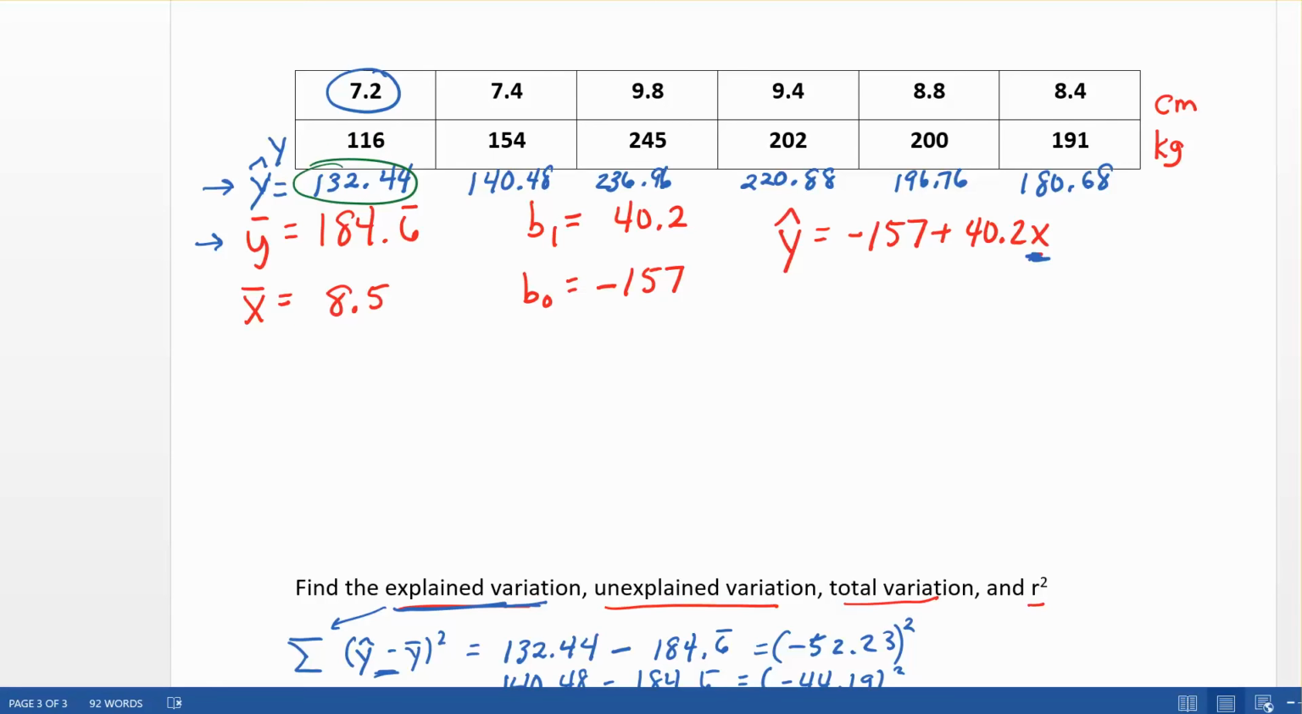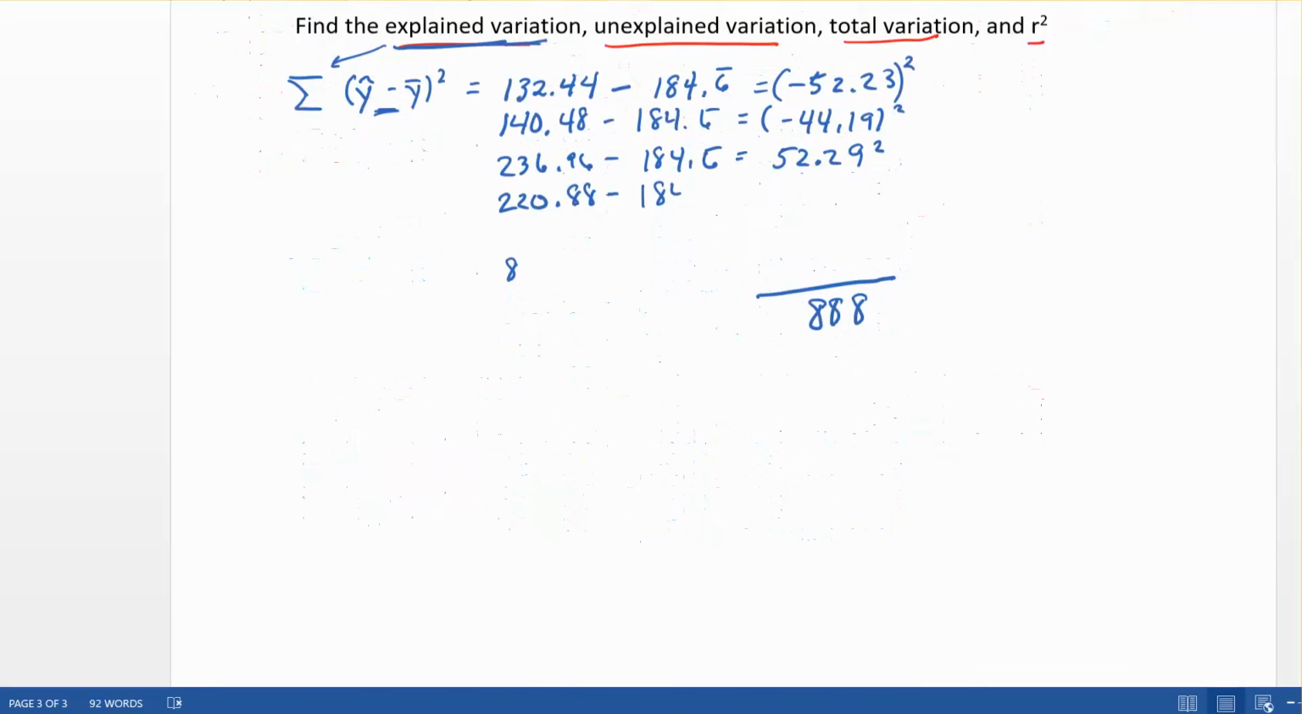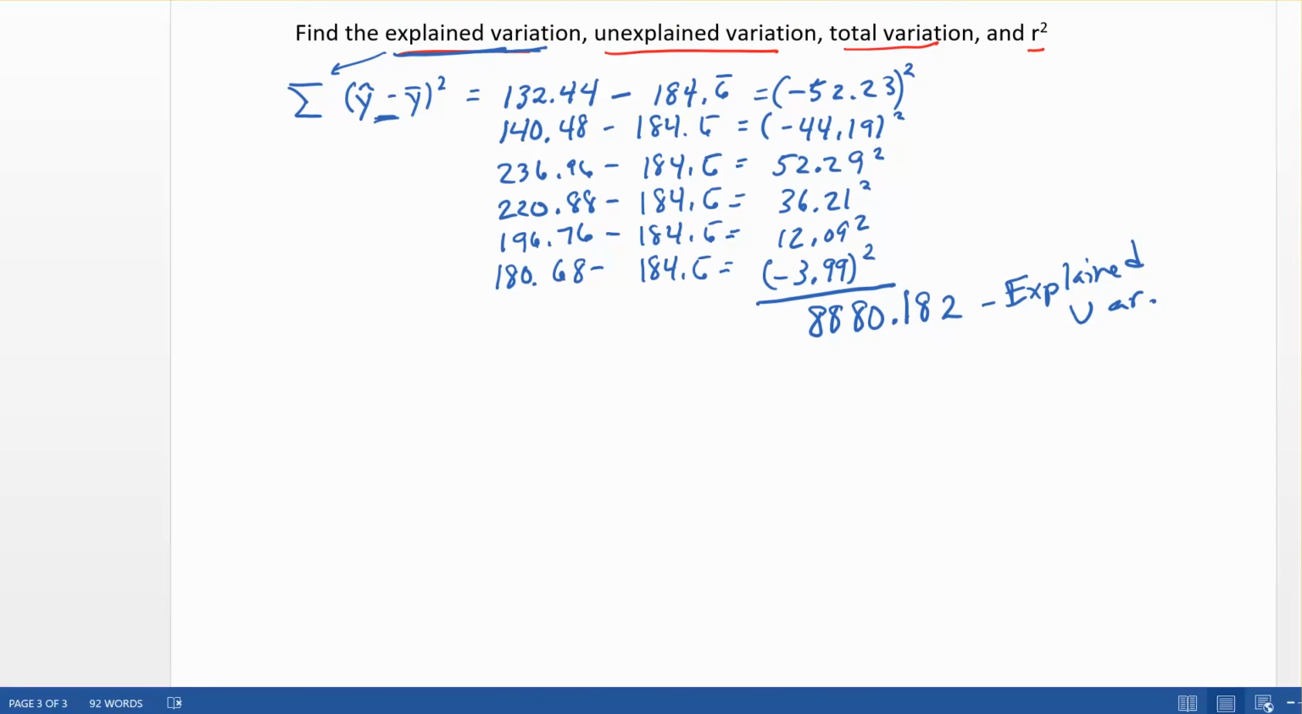So if we come down for our unexplained variation, we want the sum of all our y minus y hats. And we want to square those. So I'll do the first one. The first y value, the first seal weighed 116. Its predicted value was 132.44. So the difference between those is a negative 16.44. And then we're going to square that.